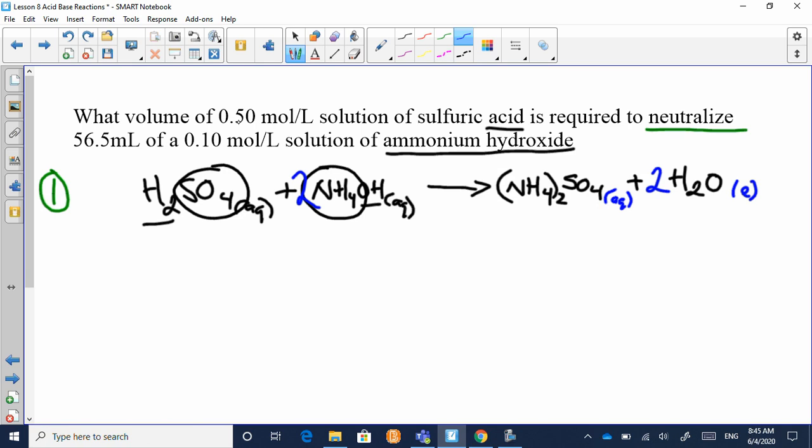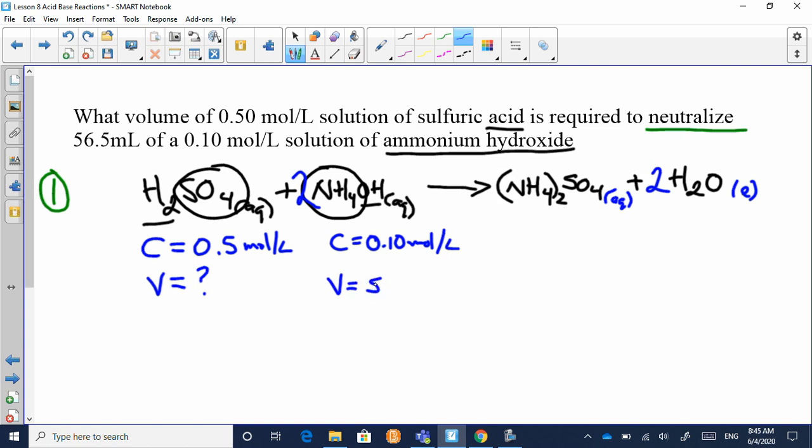Let's write down what we're given. It says what volume of a 0.5 mole per liter. So look at this. We've got a concentration here of 0.5 moles per liter. And I'm just going to put here the volume is the question mark, is required to neutralize. Well, here we've got a concentration of 0.10 moles per liter, and a volume here is 56.5 milliliters.